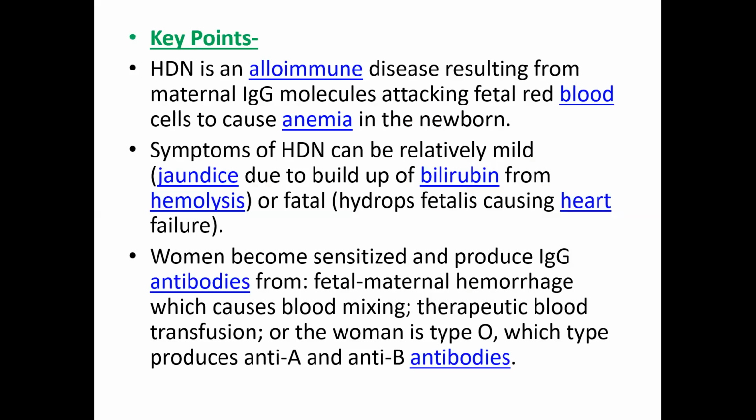Before starting this topic, I just want to say some key points you should know to easily understand it. First of all, hemolytic disorder in the newborn is an autoimmune disease resulting from maternal IgG molecules attacking the fetal red blood cells, causing anemia in the newborn. This is when the mother is Rh negative and the baby is Rh positive. As we know, IgG is transmitted from the mother to the fetus to maintain the immune system of the baby.